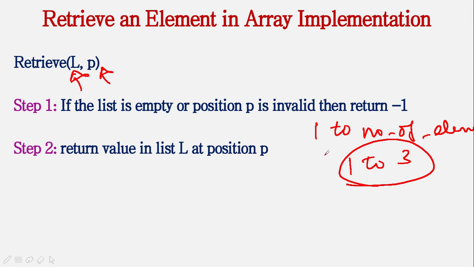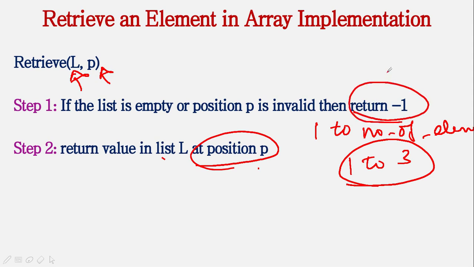So in either of the cases, if the list is empty or position is invalid, then we are going to return -1. Otherwise, what we are going to do is we are going to return the value in the list at the position. Okay. Now the only question is, while we are going to implement the algorithm, I have told -1. If -1 itself is an element, we are not guaranteed that the list will consist of only positive values. Okay. So maybe during implementation I have to think about it. I cannot merely say I will return -1.